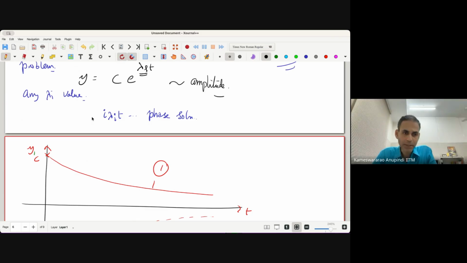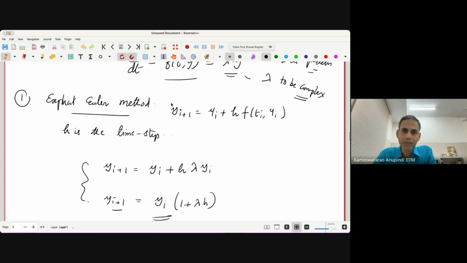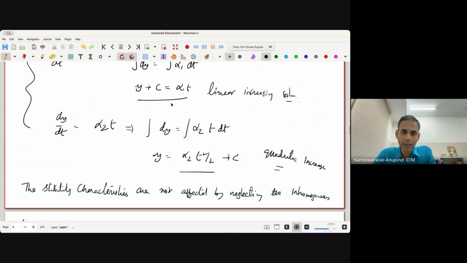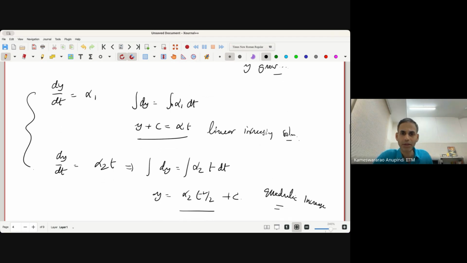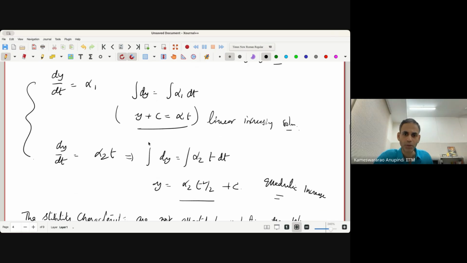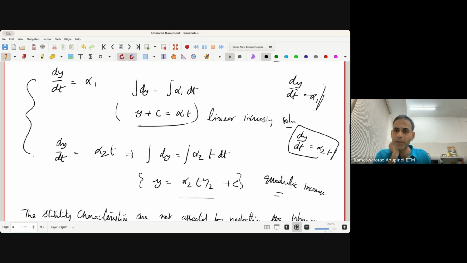Essentially, the toughest part in terms of stability is with respect to lambda y, right? Because if you take alpha 1 or alpha 2 t, your solution is linear. So this is not very difficult to solve. If you get an ODE like dy/dt equals alpha 1, or dy/dt equals alpha 2 t, then integrating is not difficult. You don't even have to apply a numerical method. You can directly solve for it.